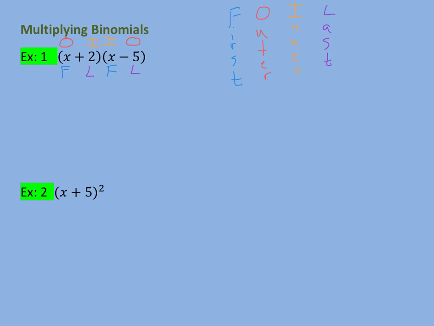So your first term would be x times x. So that would give you an x squared. Your outer terms would be x times -5. So that would give you a -5x. Your inner terms would be 2 times x, which would be a positive 2x. And your last terms would be 2 times -5, which is -10.